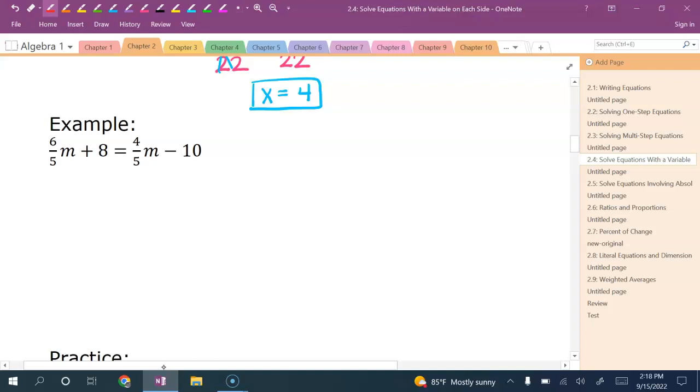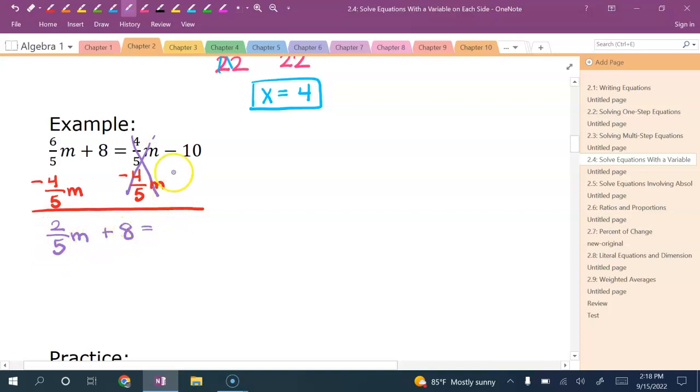So to get me started on this one, I'm actually going to subtract the 4/5 m on both sides. So those are going to cancel each other off over there on the right. Now 6/5 minus 4/5 is going to be 2/5, and then m, and then I have plus 8 equals, bring down what's left over here, which is a negative 10. Don't forget to bring down that negative sign with it. Now I'm going to subtract 8.